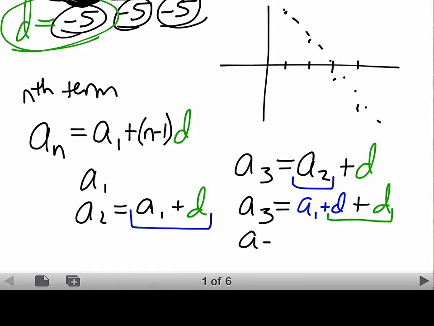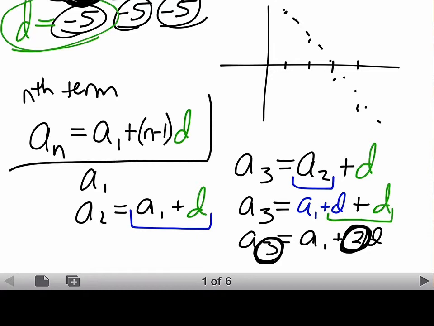Bringing this together gives us a sub 3 is equal to the first term and 2 d's. We're just going to keep adding that same d over and over and over, right? So the multiplier in front of d, that factor, in this case 2, is 1 less than the subscript that we're talking about. So the nth term has the form a sub n is equal to a sub 1 plus the quantity of n minus 1 times d. Let's see if we can use this information in our first example.